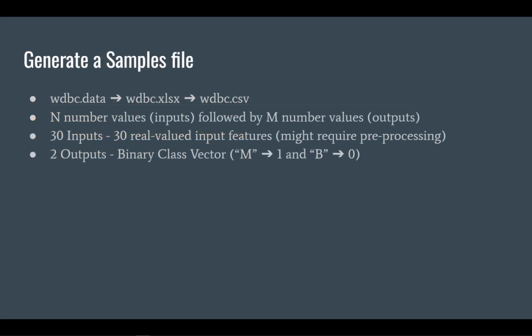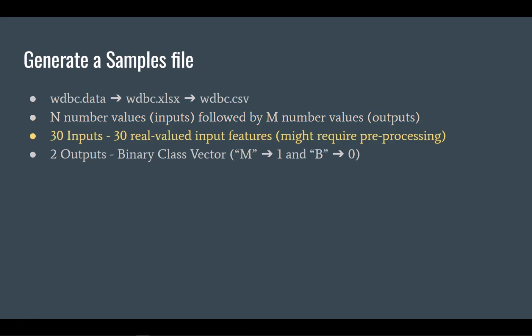The next step in the exercise is to generate a samples file. I suggest you load the data file into Excel or Google Sheets so that you can process the raw data file to produce the samples file, which will likely be a comma-separated values file, since that is what the data file is. As we discussed when analyzing the source code, a record in the samples file consists of n number values, which are the inputs, followed by m number values, which are the outputs.